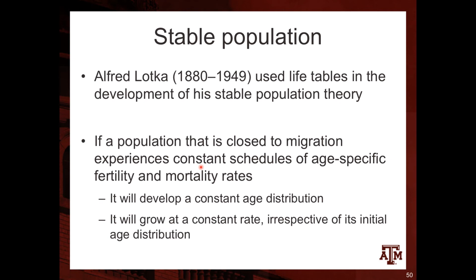So if that population doesn't change the age-specific fertility rates and age-specific mortality rates, and we do not consider migration, this population will develop a constant age distribution. And it will grow at a constant rate, irrespective of its initial age distribution. And this I can show you with the age-sex pyramid that I'm going to show in the following slides.